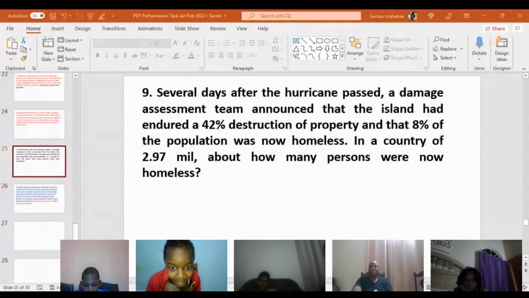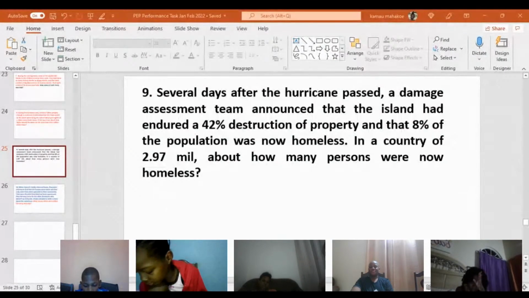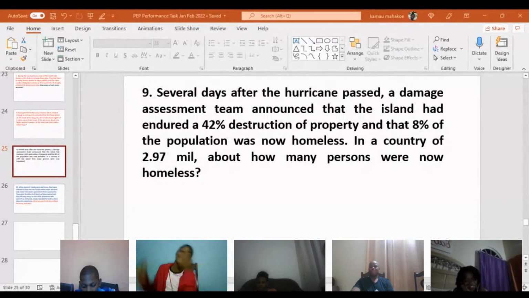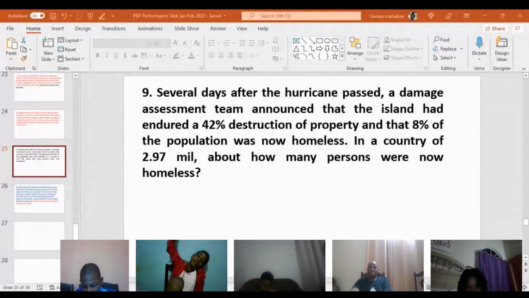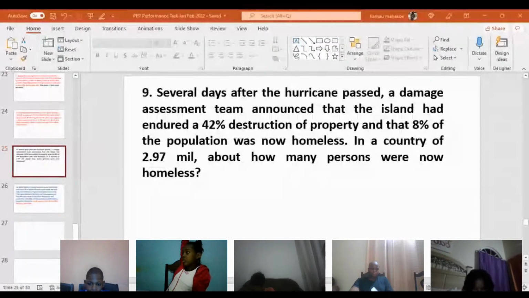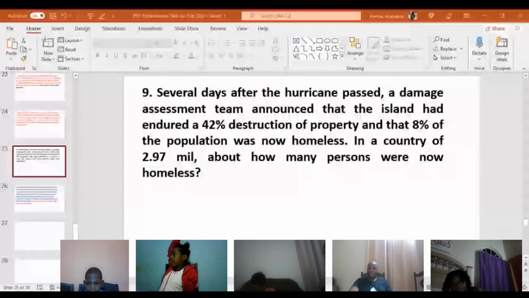So Madison, go ahead then. Repeat the figure and tell us how you got it. Okay, I got 237,600 people. So 2.97 million is 2,970,000 people. I divided that by 100 and got 29,700, multiplied by 8, and I got 237,600 people. All right. So basically, you were finding 8% of the population.